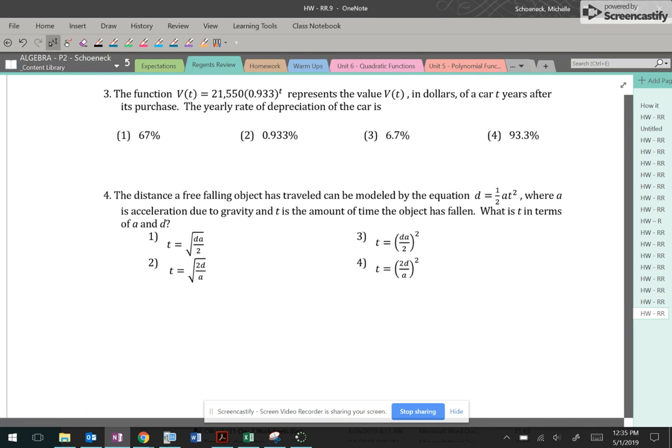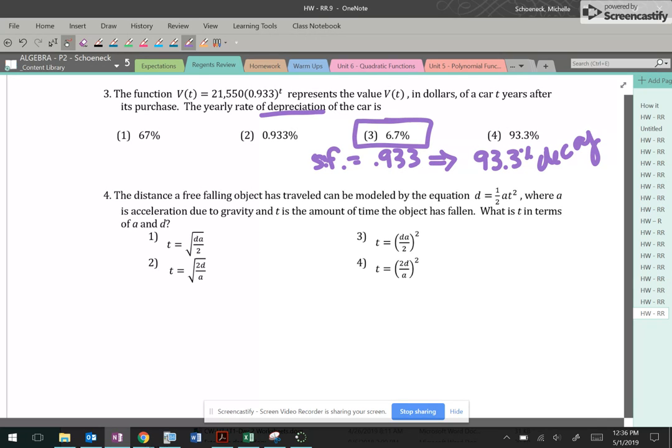The function v of t equals 21,550 times 0.933 to the t represents the value v of t in dollars of a car t years after its purchase. The yearly rate of depreciation, which means its decay, of the car is, well, remember that our scale factor is inside the parentheses, so it's 0.933, which is 93.3%. It's a 93.3% decay, meaning that it's a decay of 6.7%. We want 93.3 is 6.7% lower than 100.